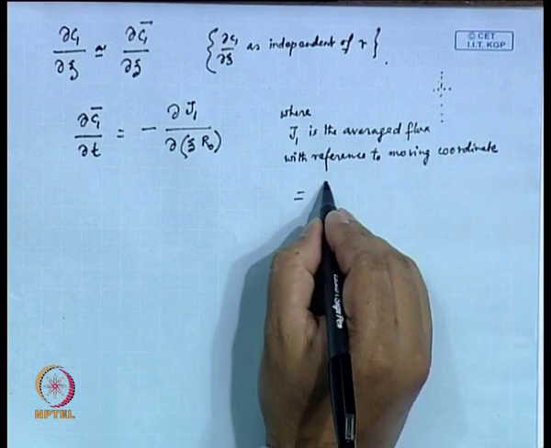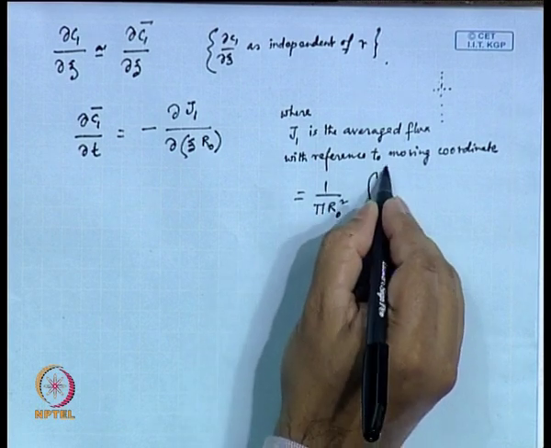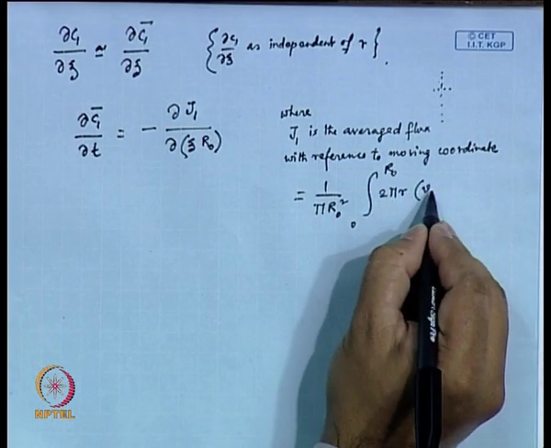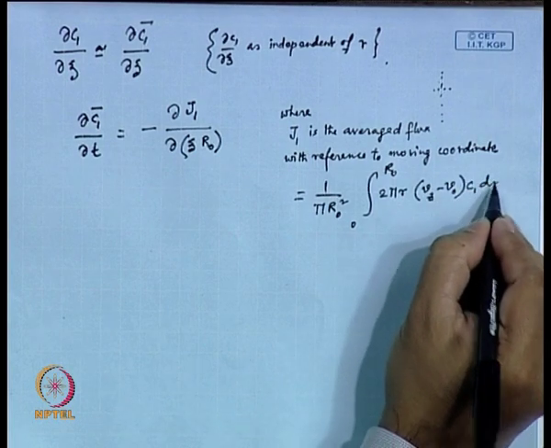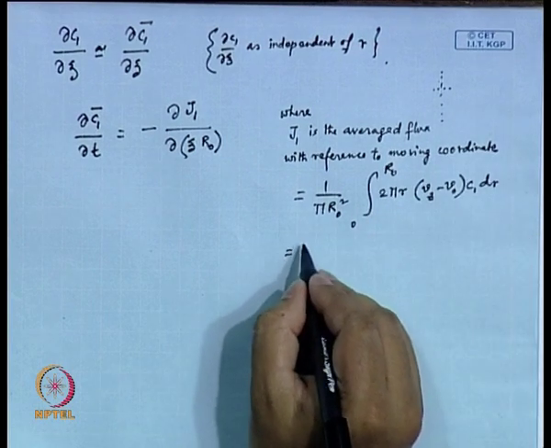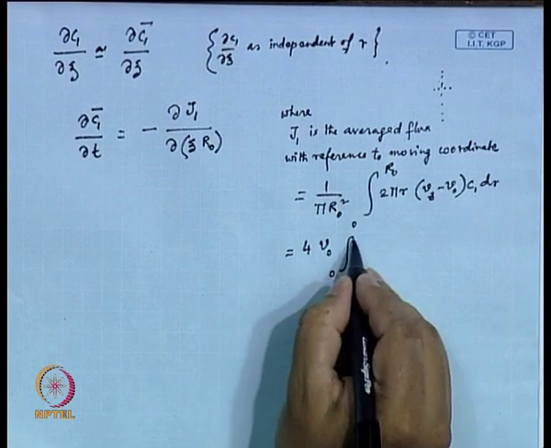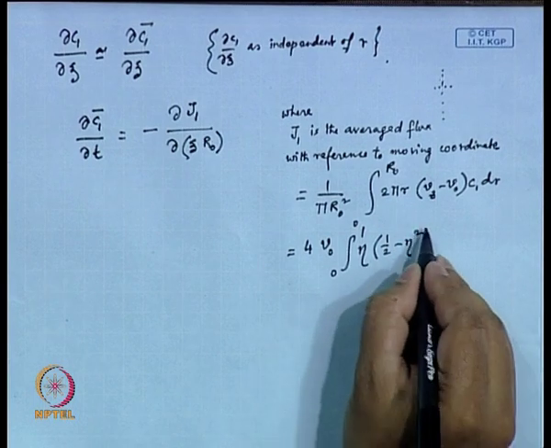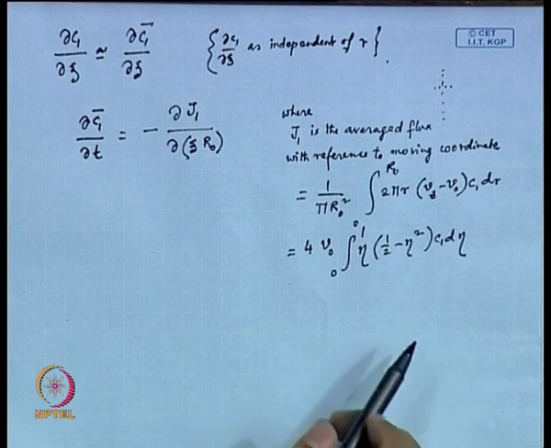that means is equal to 1 by pi r0 square integration 0 to r0 2 pi r (Vz minus V0) C1 dr, okay, which happens to be equal to, I mean, let me give you the final expression first, 4 V0 integration 0 to 1 eta into (half minus eta square) C1 d eta. This is the final expression.